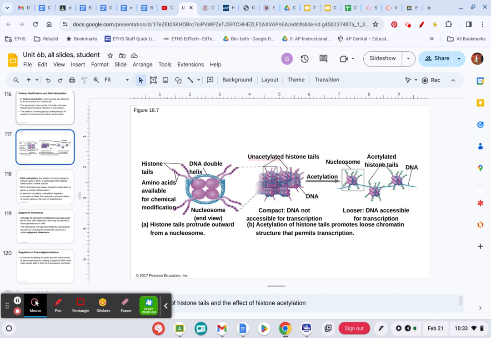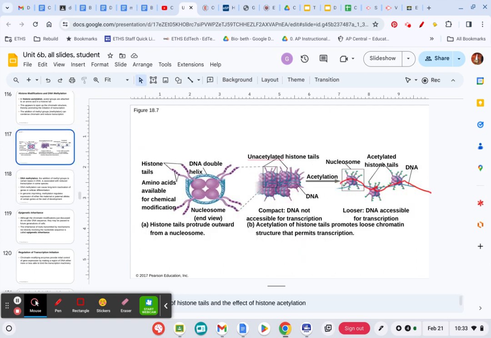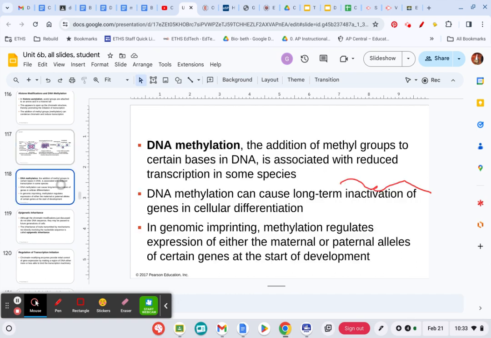This is acetylation, and you can see how adding the acetyl groups makes it unwind so that it's easier to access. Wait, so that's for like turning things on? Yes, that would be to turn it on because now the RNA polymerase can do its job.